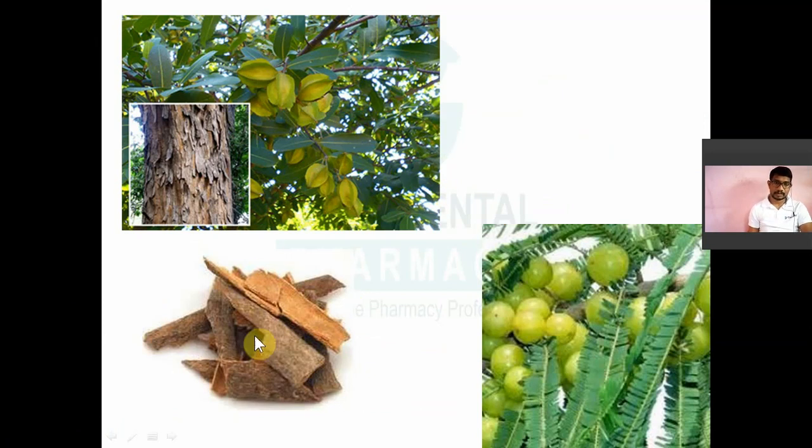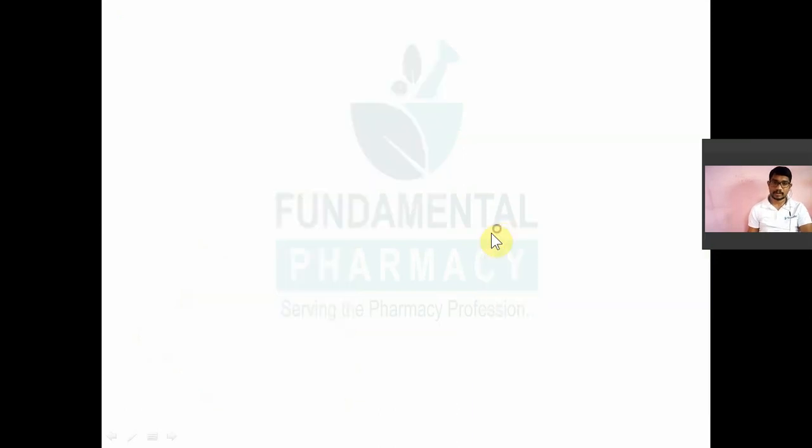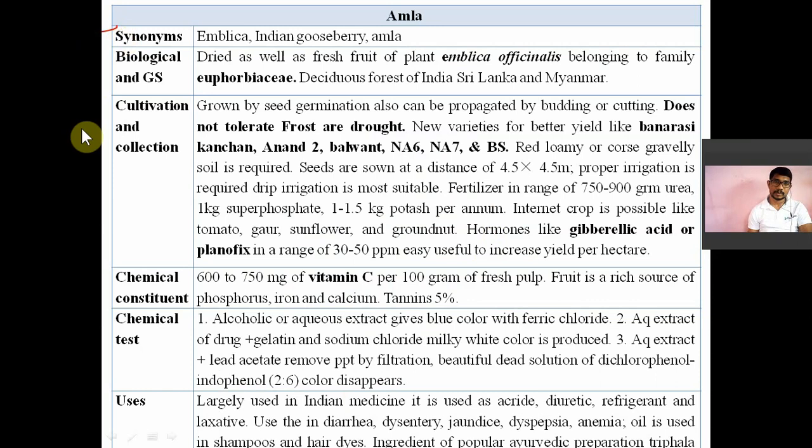You can see this is the plant of Arjuna, Terminalia arjuna. It is Arjuna bark. The next plant is known as Indian gooseberry or Amla. Synonyms: Amla, Indian gooseberry, Emblica. It is the dried ripe fruit of the plant Emblica officinalis, family Euphorbiaceae. It is found in the deciduous forests of India, Sri Lanka, and Myanmar.